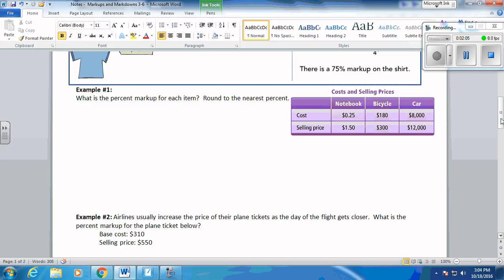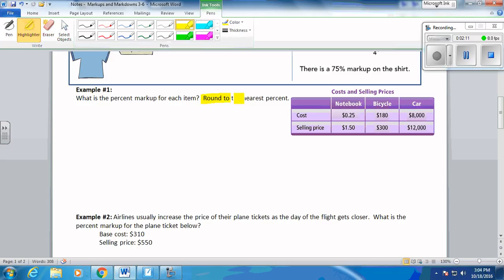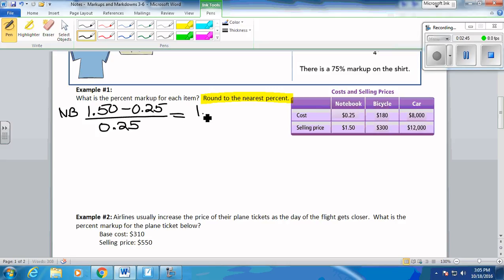Question number 1 wants us to find the percent markup for each item, and they want us to make sure that we round to the nearest percent. So we have a notebook, a bicycle, and a car. The notebook, I'm going to label my work. The notebook, the original price was 25 cents, the cost. And the selling price is $1.50. So I'm going to do $1.50 minus the 25 cents to get $1.25. But I'm going to take a little shortcut here, and I'm going to place that over the cost here, which was 25 cents. I'm going to simplify what's in the numerator.